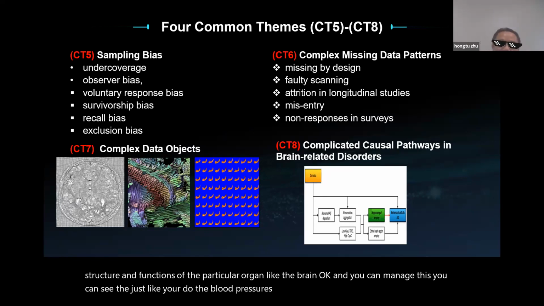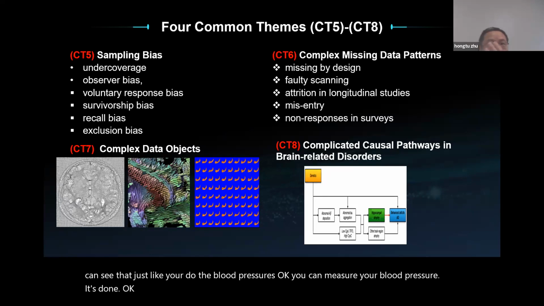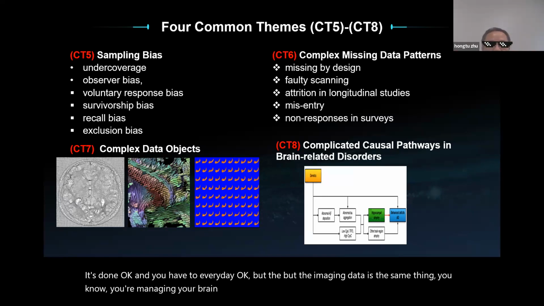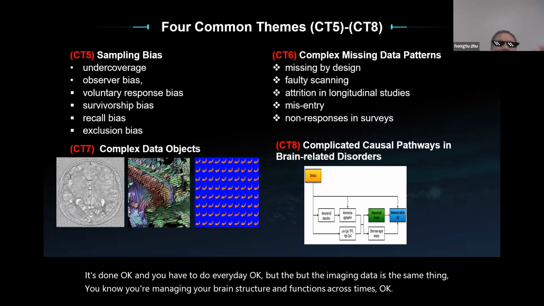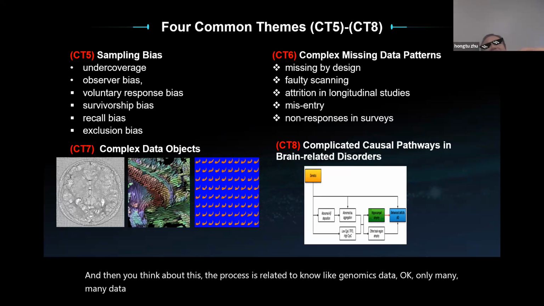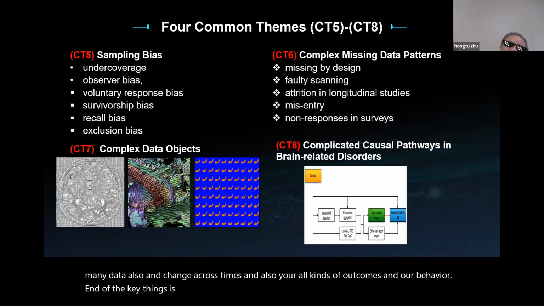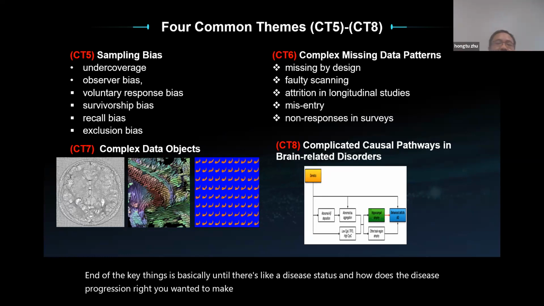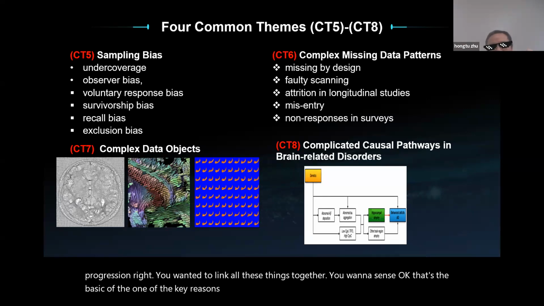Okay. You can measure this just like you do blood pressure. You can measure your blood pressure across time, every day, okay? Imaging data is the same thing. You measure your brain structure and function across time. And the process is related to omics data, many of which also change across time. There are also all kinds of clinical outcomes and behavior data. The key thing is the disease status, how the disease progresses, right? You want to link all these things together. That's one of the key reasons behind it.